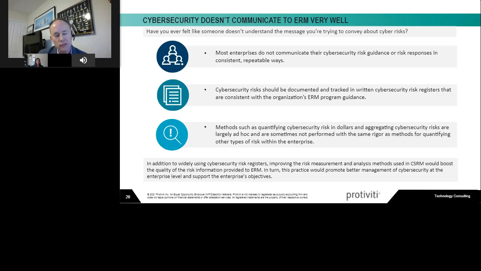And what NISTIR says is that enterprises don't communicate risk guidance in consistent, repeatable ways. Think about all the different security assessments and the things that we do. We do pen tests, we do vulnerability scans, we do audits, we do security assessments, we do risk assessments. They tend to all be one-off engagements. They're not very repeatable.